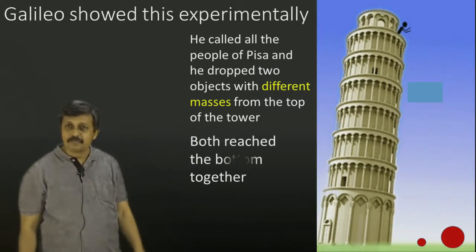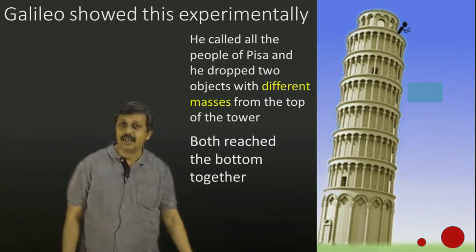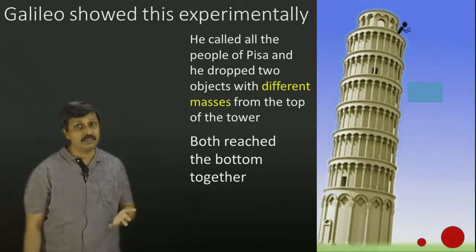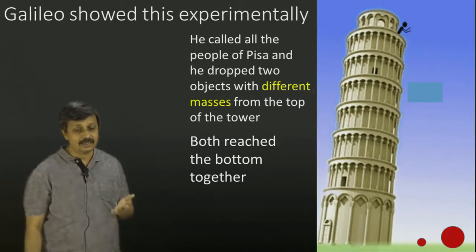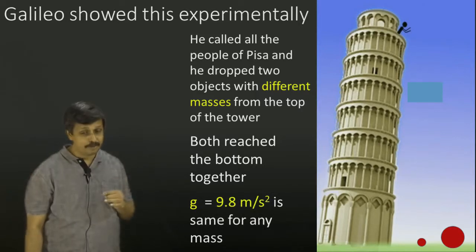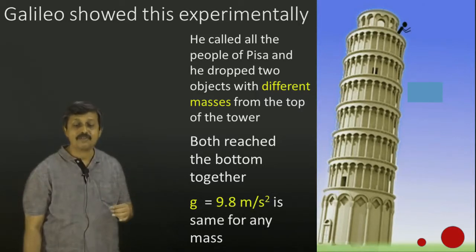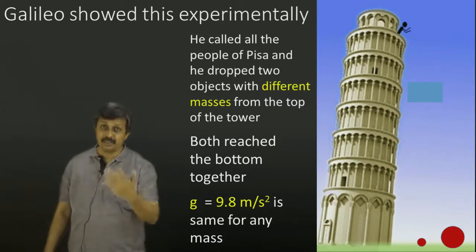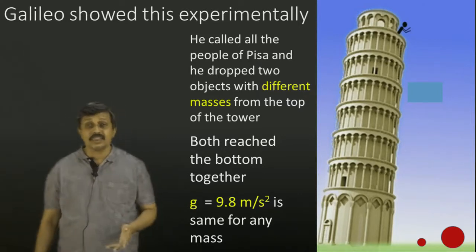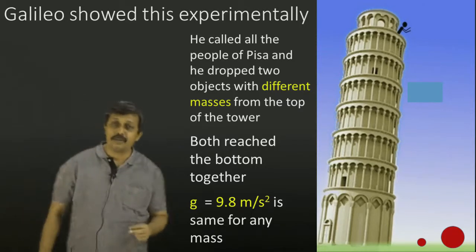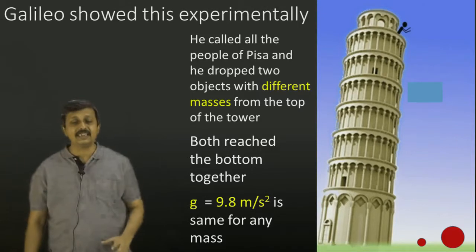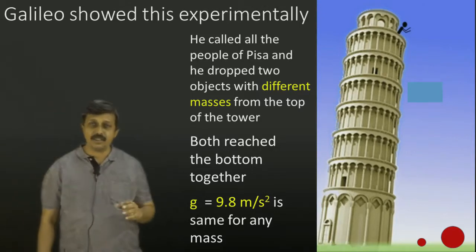So when he dropped them, they actually came down at the same time. Both reached the bottom together. And that 9.8 meter per second square is the same for any mass. That is the conclusion. So we proved experimentally and also theoretically, that is mathematically, why 9.8 is the same. Hence, acceleration due to gravity g is considered to be constant for any mass.